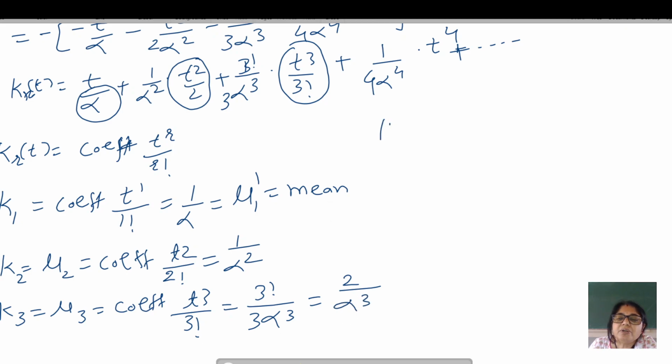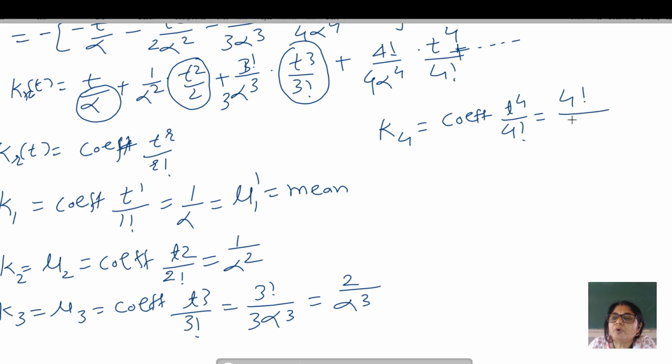Now K4 is equal to the coefficient of t to the power 4 upon 4 factorial. 4 factorial is missing here, so I will multiply and divide by 4 factorial. So it will be 4 factorial upon 4 alpha to the power 4, and the 4 will get cancelled, so it will be 3 factorial, that will be 6 by alpha to the power 4, right? So the first central moment is always 0, mu1 is 0, mu2 is equal to 1 by alpha square, mu3 equal to 2 by alpha cube, and mu4 we will find by using the fourth cumulant.